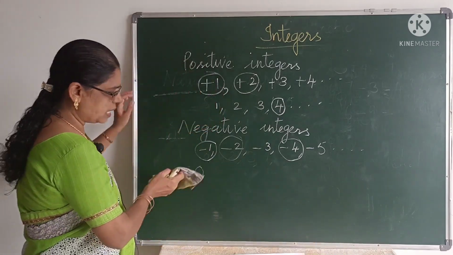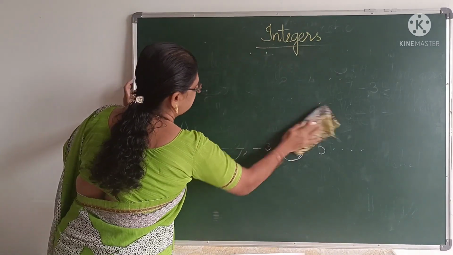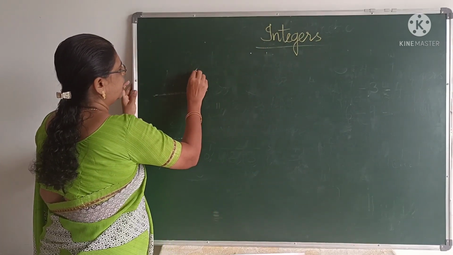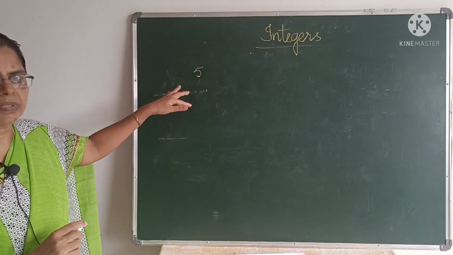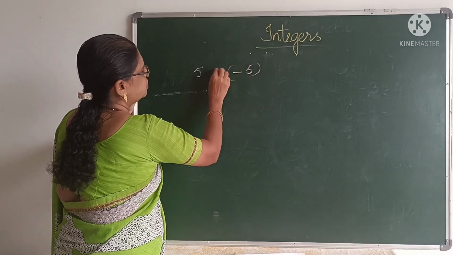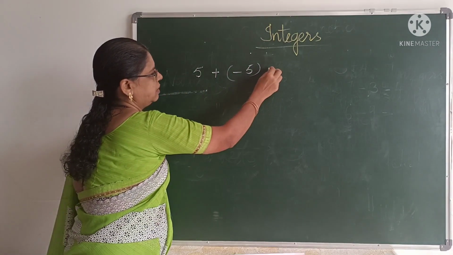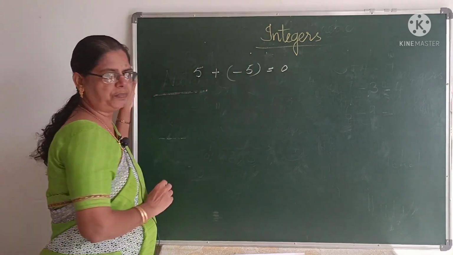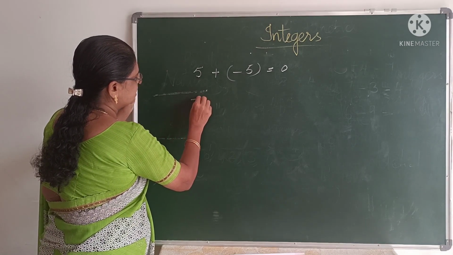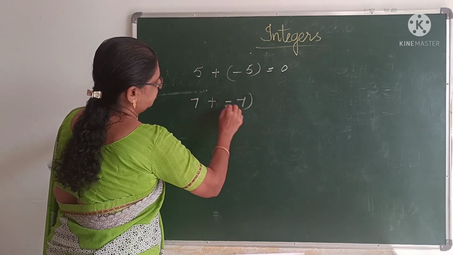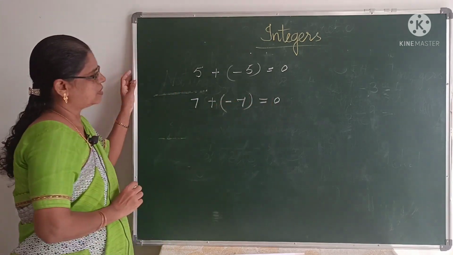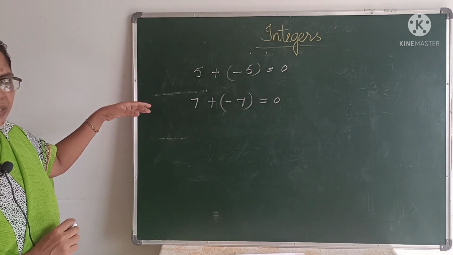The sum of any integer and its negative is always 0. For example, you can add 5. And which is its opposite? The opposite of 5 is minus 5. So when you add these two integers, the sum is always 0. So what is the sum of 7 and minus 7? Yes, your answer is correct. It is 0. 7 plus minus 7 is 0.